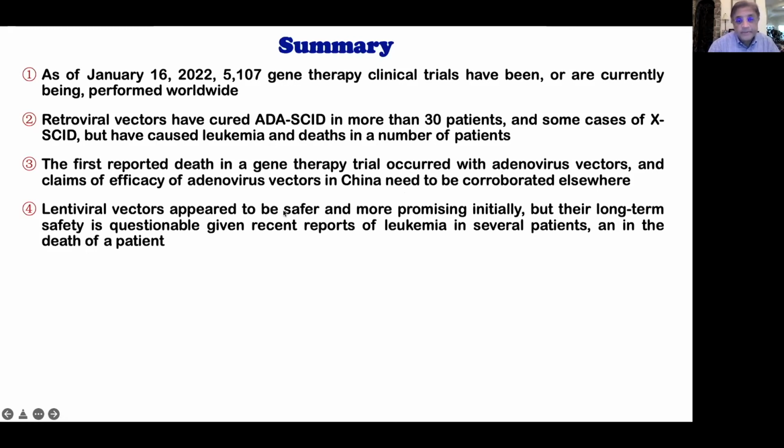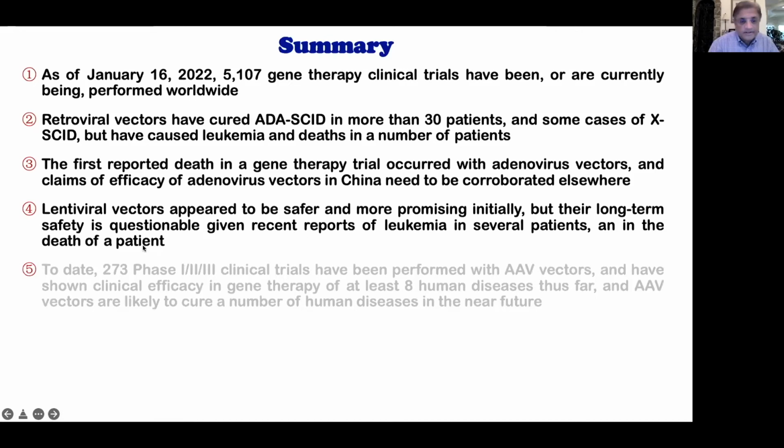Lentiviral vectors appear to be safer and more promising initially, but their long-term safety has now come into question because of recent reports of leukemia in several patients and in the death of a patient. And this is not highlighted here, but this is a preview of my presentation next month. Just provide this information to date.